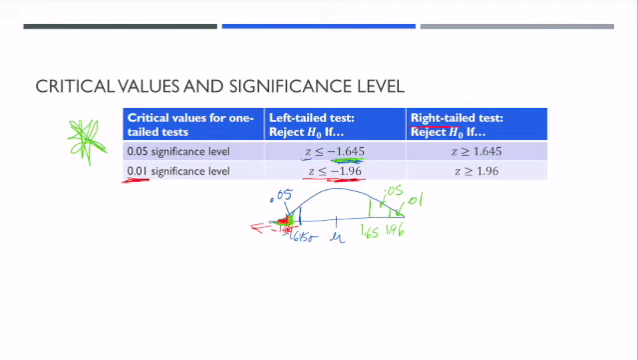I would not spend your time focusing on critical values. I would go to the t-table, find the area under your curve, and if it's less than your significance level of 0.05 or 0.01, I would use that information to decide to reject or not reject your null hypothesis. So that's for left and right-tailed tests.